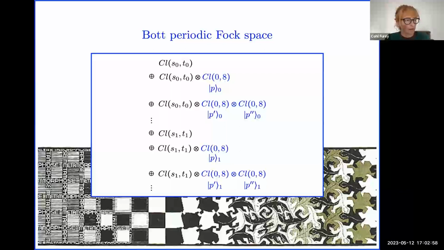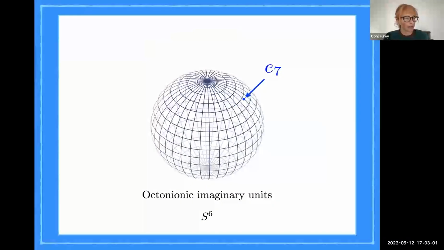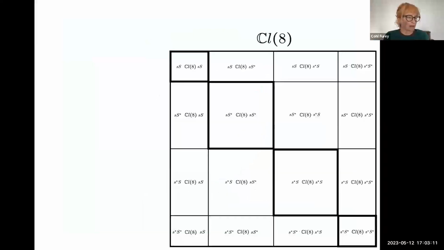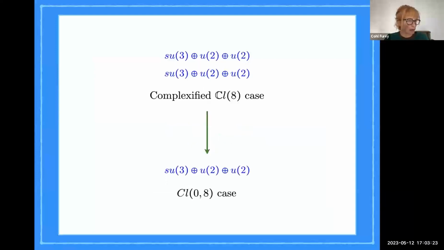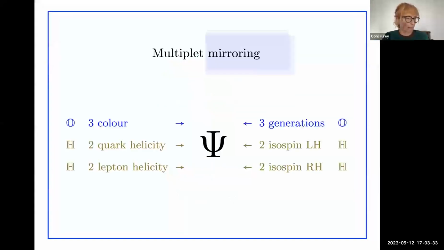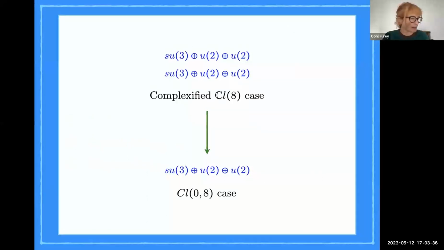From here, we set out to concretely embed the standard model's off-shell degrees of freedom into a CL08 that is generated by the division algebras. We made use of a single octonionic imaginary unit to partition complex CL8 into blocks. And restricted within these diagonal blocks, we found Lie algebras and Jordan algebras corresponding to elements of a rudimentary covariant derivative. We furthermore restricted these algebras by forbidding quaternions to transform into octonions within the blocks. And then we took a real CL08 slice, and this left us with an SU3 plus U2 plus U2 Lie algebra and a corresponding Jordan algebra.